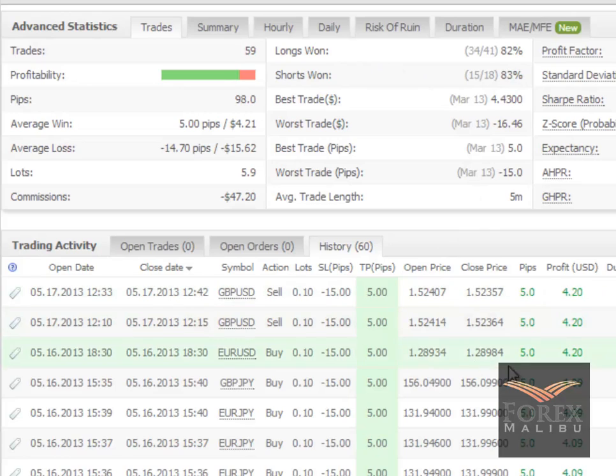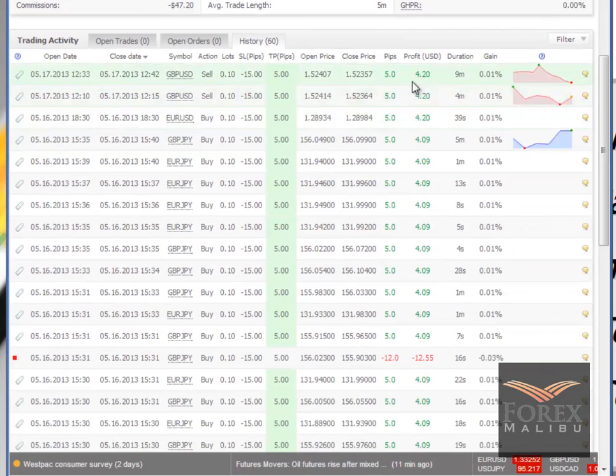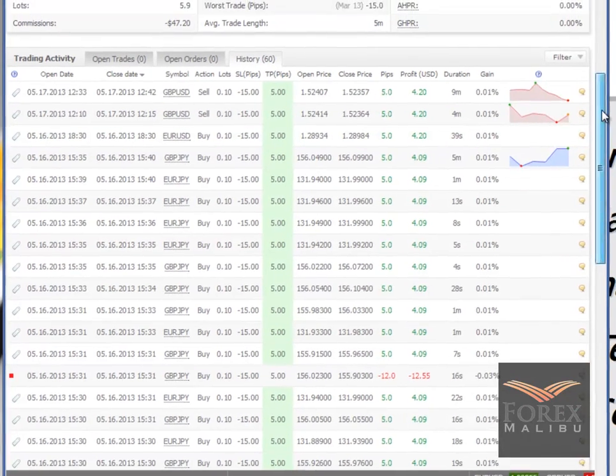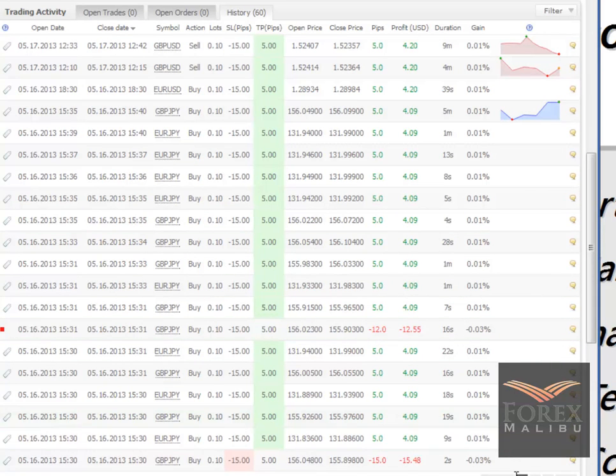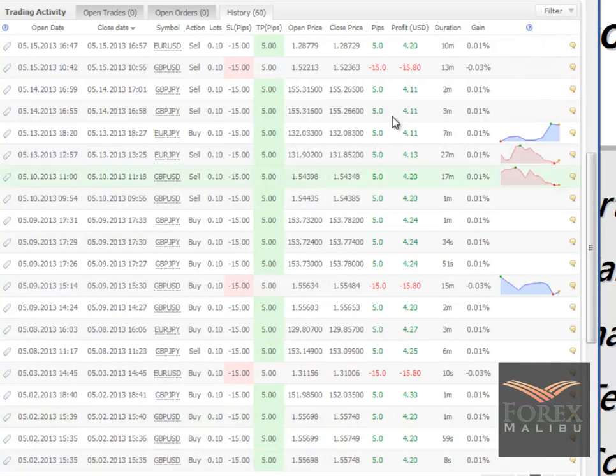Now, this is an interesting setting I've got running. I call it the rapid fire setting. It's only got a 5 pip target, but look how fast these things knock out 5 pips. There's 3. I'm going to go to the next page. Look at the percent. Boom. And I've got 15 pips up. So the risk to reward isn't the best, 3 to 1 on this setting, but look at the percentage. That far outweighs what it's doing.